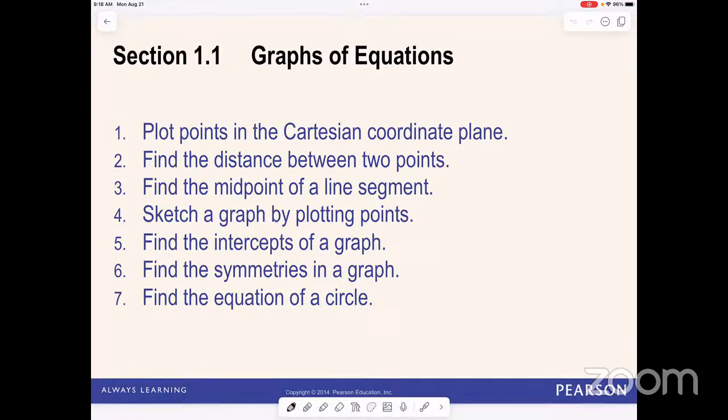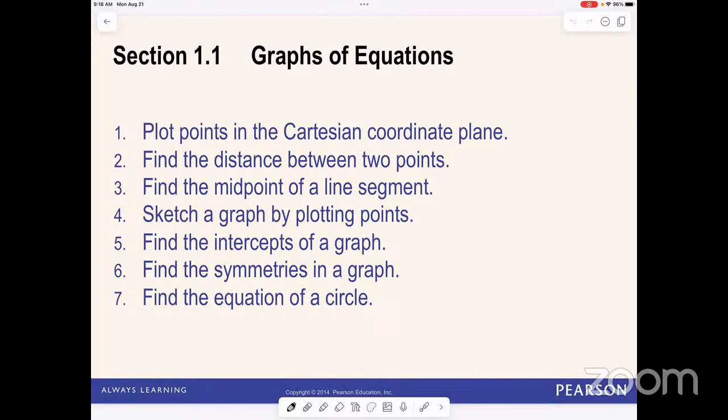So, section 1.1, graphs of equations, some objectives here. We like to plot points, and I bit my lip last night, so that's totally distracting, and I keep biting it as I talk, but it's okay. It's life.